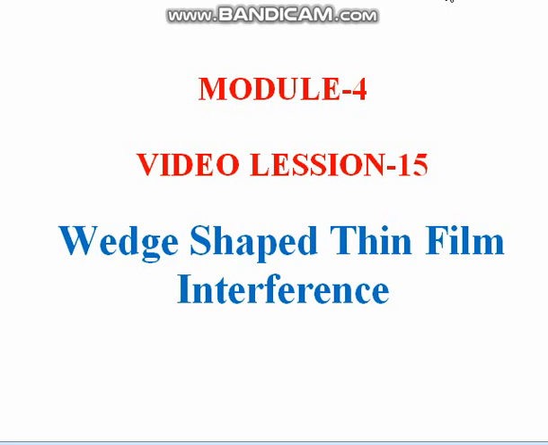Hello everyone, so this is video lesson 15 and in this video lesson we will discuss another type of thin film which is not parallel. This is the thin film in which the upper layer and the lower layer are inclined at some low angle value. This is known as the wedge shaped thin film interference.